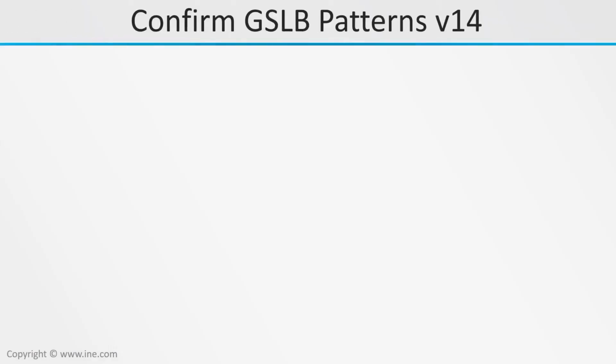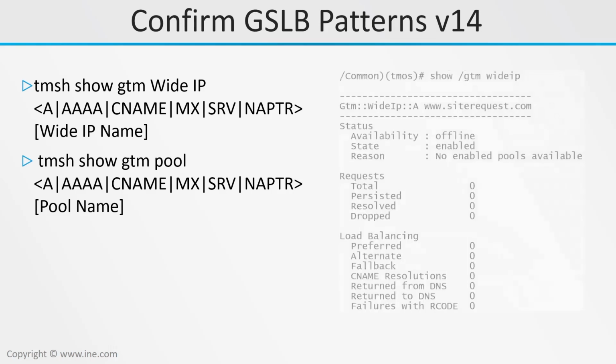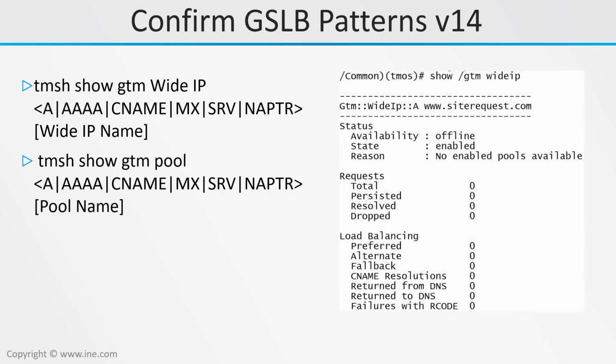Okay, so last we're going to look at confirming GSLB patterns. This is based on version 14. So here are a few commands used to identify the GSLB patterns. And if you remember, there's really two components to the F5 DNS. There's either GSLB functions or non-GSLB functions. When we're looking at GSLB functions, this is things like the wide IP and pools. If we're looking at non-GSLB, that's more of the listener and DNS profile.